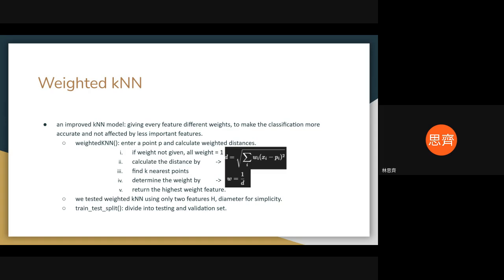So here's how we are going to do this. First, we make the weights all equal to 1 initially, if not given previously. And we calculate the distance by the formula shown in the slides. And we find k nearest points, and we determine the weight by the opposite of the distance. And then we return a feature with highest weights. So for simplicity, we tested weighted KNN using two features like age and diameter, and we split the data set into training and testing sets. Okay, next page.